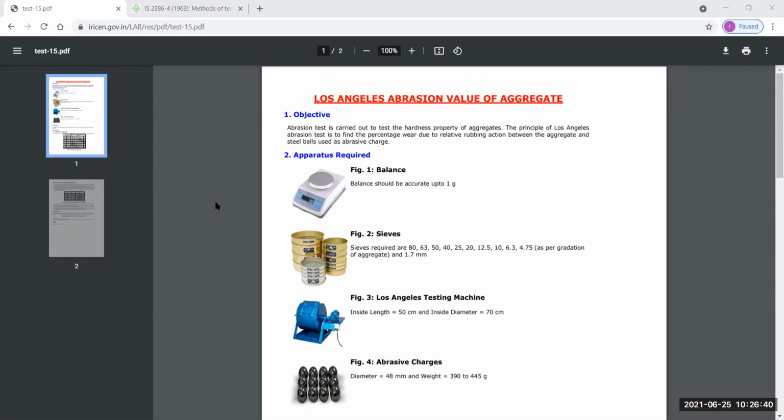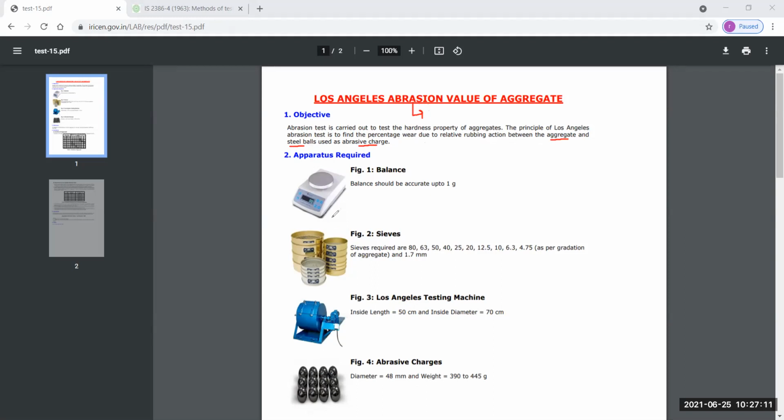The principle of the Los Angeles abrasion test is to find the percentage wear due to relative rubbing between the aggregate and steel ball. So here we use aggregate and steel ball because this is abrasion testing. In abrasion, you choose two different materials: one is aggregate and another is steel ball, which is used as an abrasive charge.